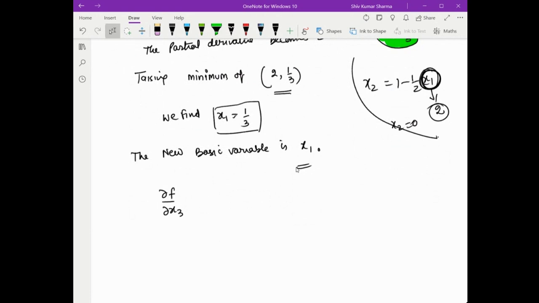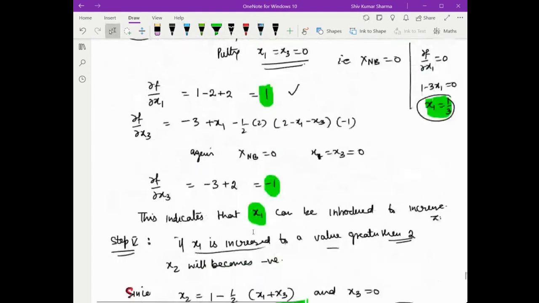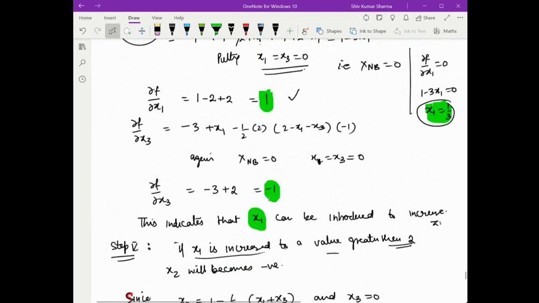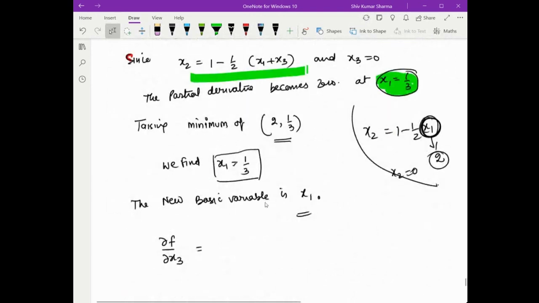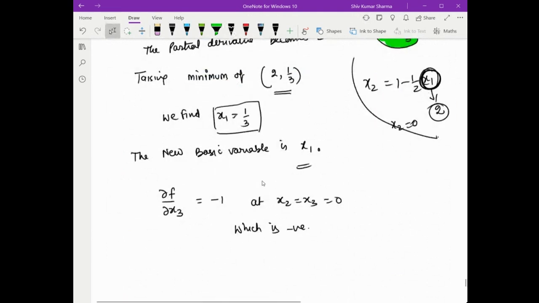So we determine del f upon del x3. We determine del x upon del x3. So when we put x, you can see directly this one, del f upon del x3, gives us a negative value, -1, at x2 equal to x3 equal to 0. So this value is negative, as you saw in the previous step.